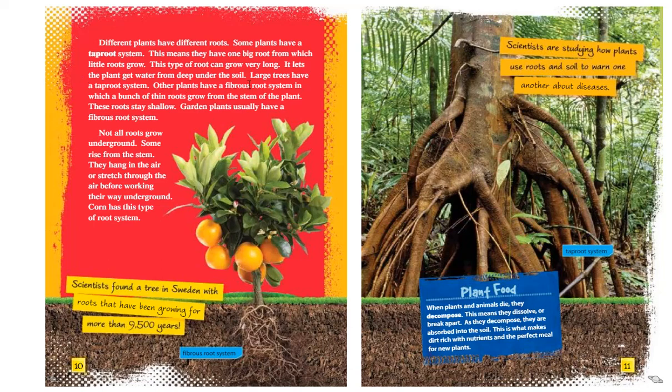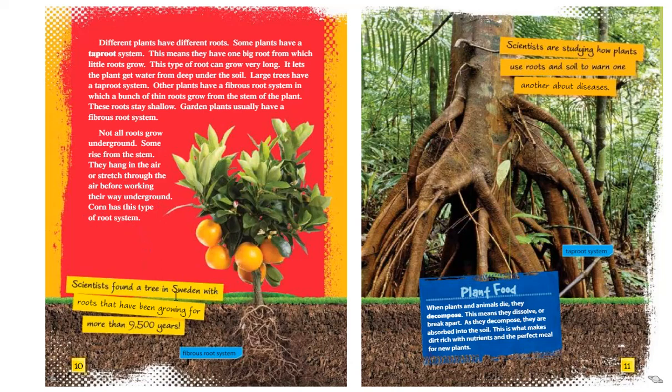Other plants have a fibrous root system in which a bunch of thin roots grow from the stem of a plant. These roots stay shallow, so they don't go too deep. Garden plants usually have a fibrous root system. Not all roots grow underground. Some rise from the stem. They hang in the air or stretch through the air before working their way underground. Corn has this type of root system.